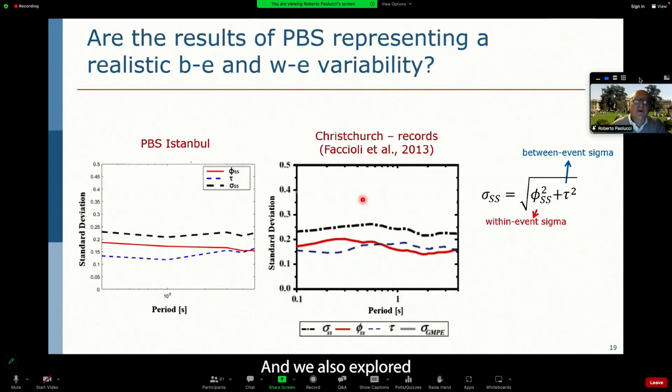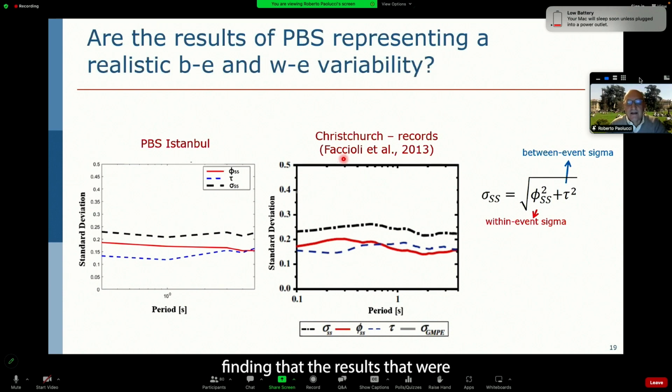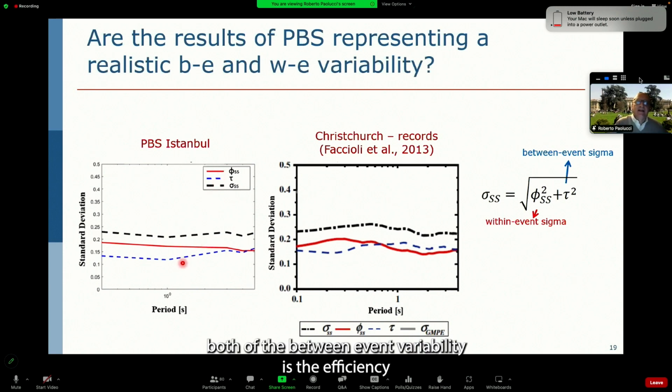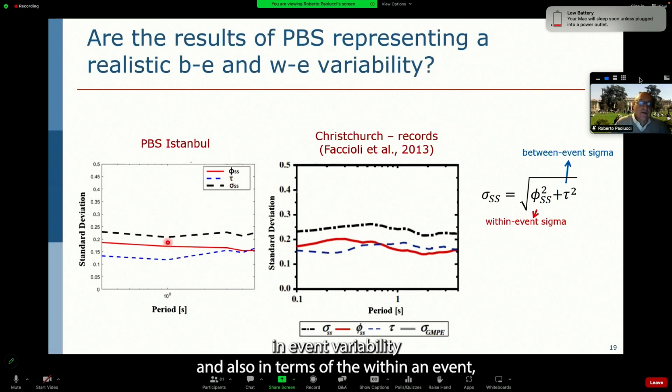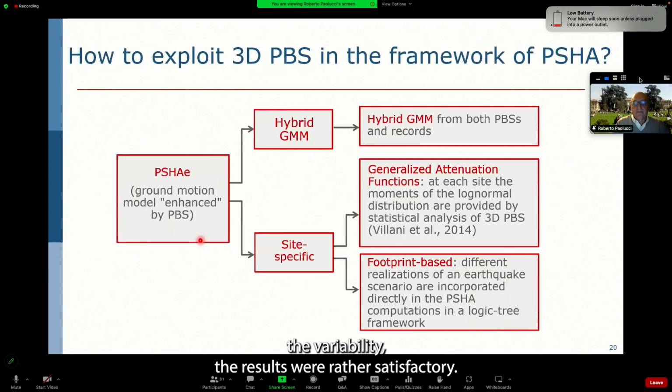We also explored in Istanbul for our results the between event and within event variability. This comparison is made with respect to the number of earthquakes and records that were also recorded in Christchurch in the 2012 sequence, finding that the results were in very good agreement, showing that, both from the point of view of the between event variability, that is the efficiency of the different slip distribution models that were considered to provide a realistic between event variability, and also in terms of the within event variability, the results were rather satisfactory.